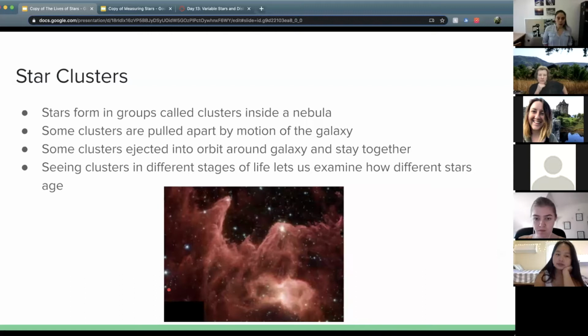One really cool way we can get the ages of a lot of stars is by looking for star clusters.